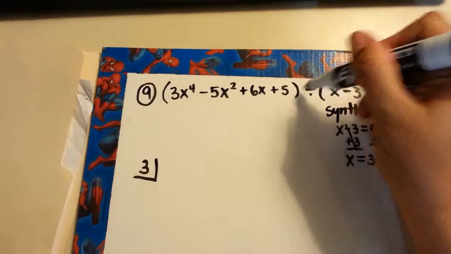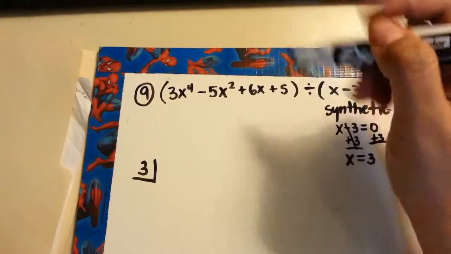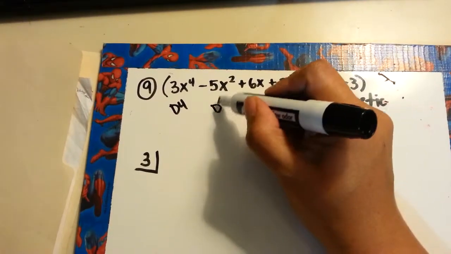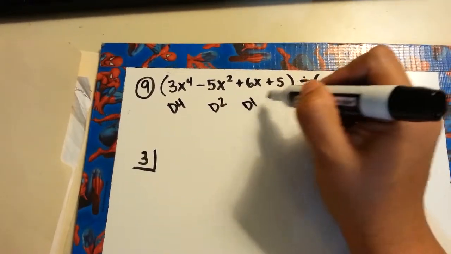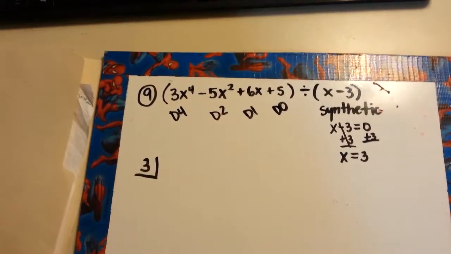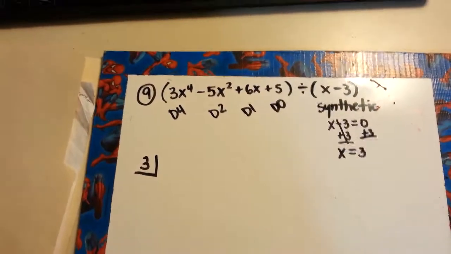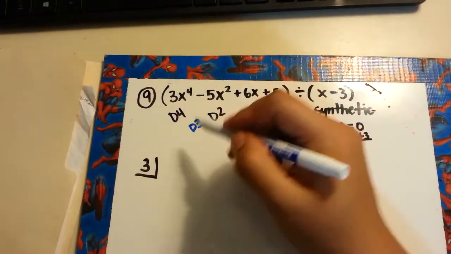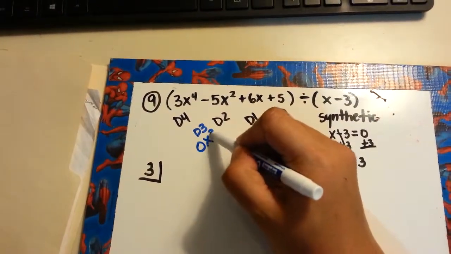Now I have to check the degrees of my polynomial. This one is degree 4, degree 2, degree 1, and degree 0. So automatically you can see from here that a degree is missing. Which one is missing? Degree 3. So you need to add it, 0x to the third.